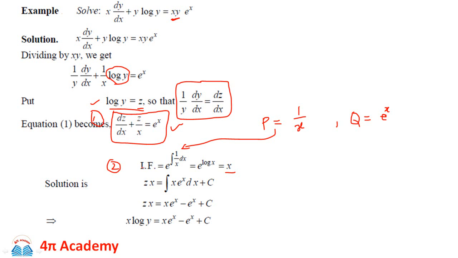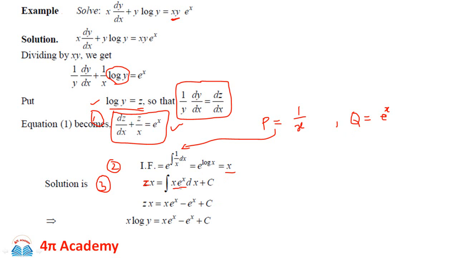Then we have performed the second step, that is we have calculated the integrating factor, and then the third step. So the third step is you have to remember the form of the solution. So the form of the solution is z multiplied by the integrating function, which is x, and that is equal to the integration of this q, which is e raised to power x, this is my q, multiplied by again the integrating function, which is x dx plus c.